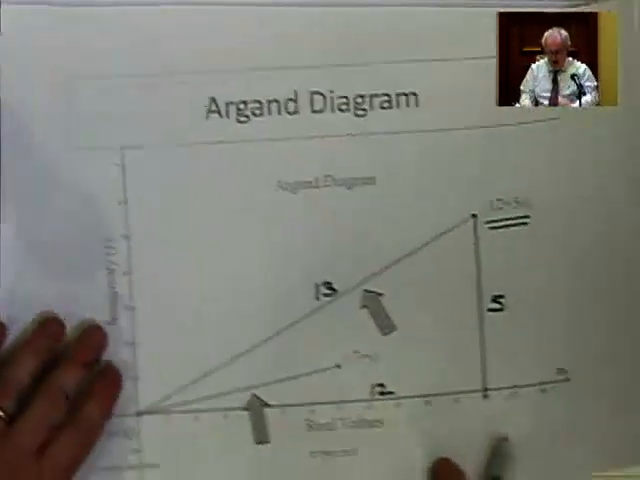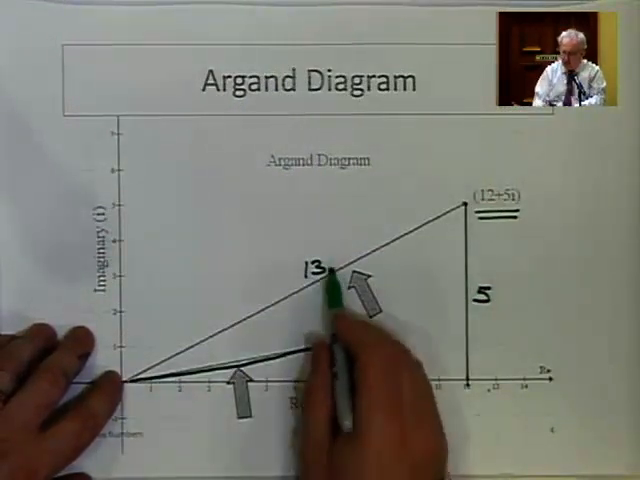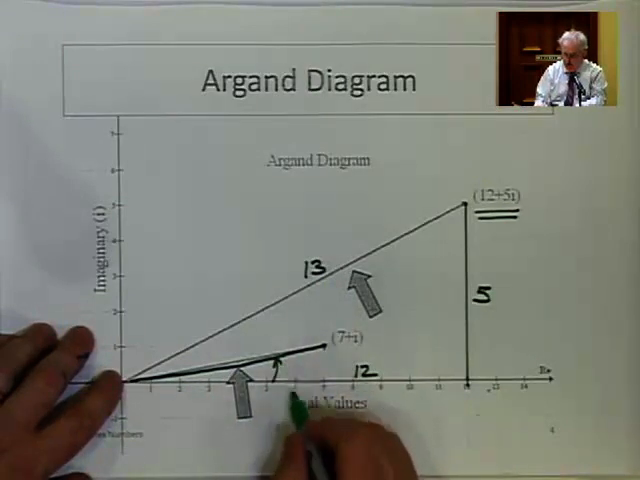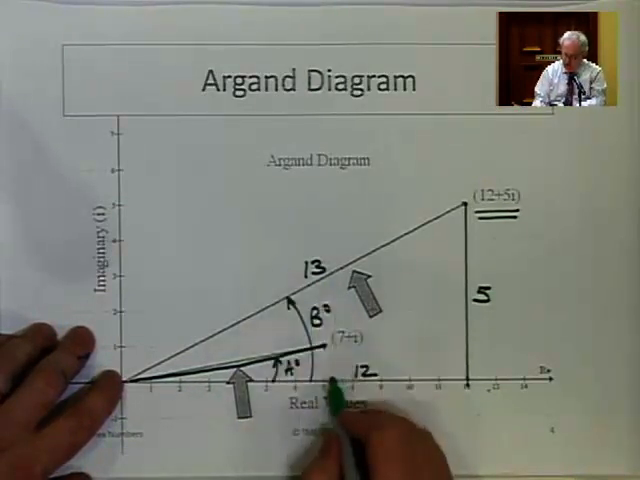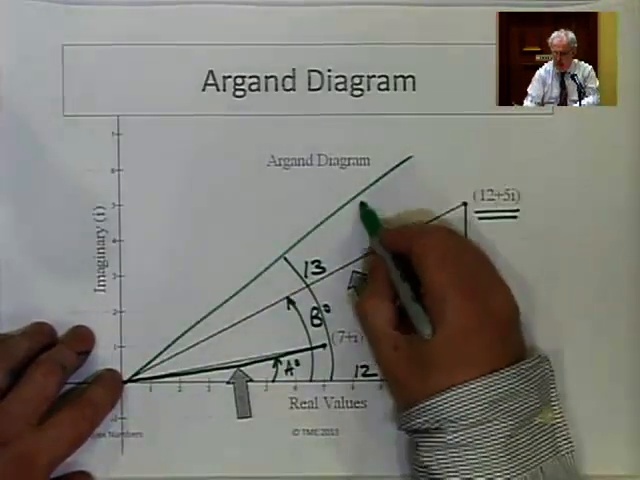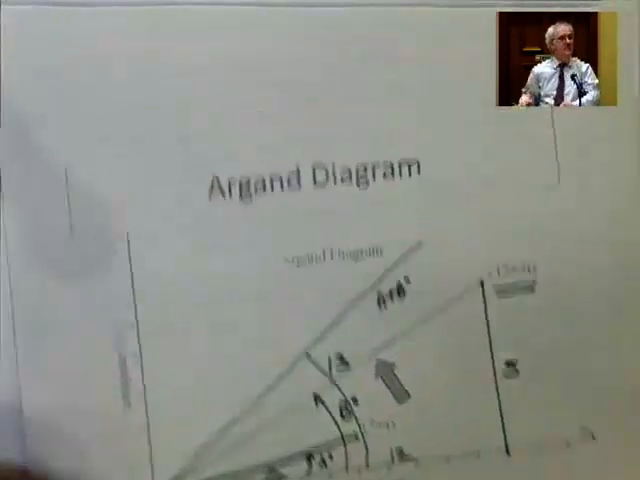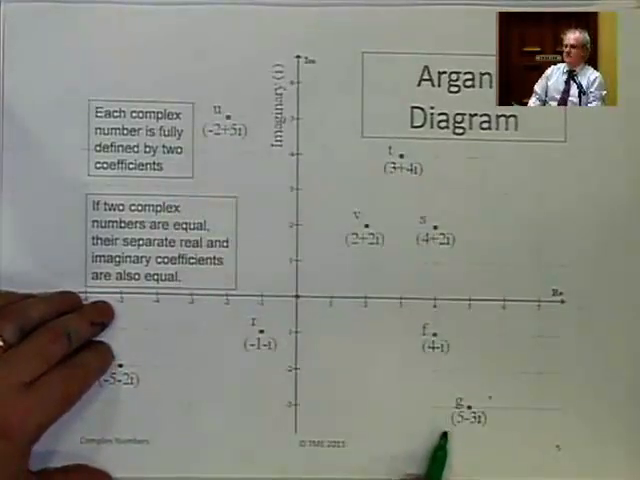Now, if you were to multiply this 7 plus i, with that angle A, by this angle B, the answer would be up there somewhere, at angle A plus B. It's pretty cool. So here's the Argand diagram then, and it just draws dots.